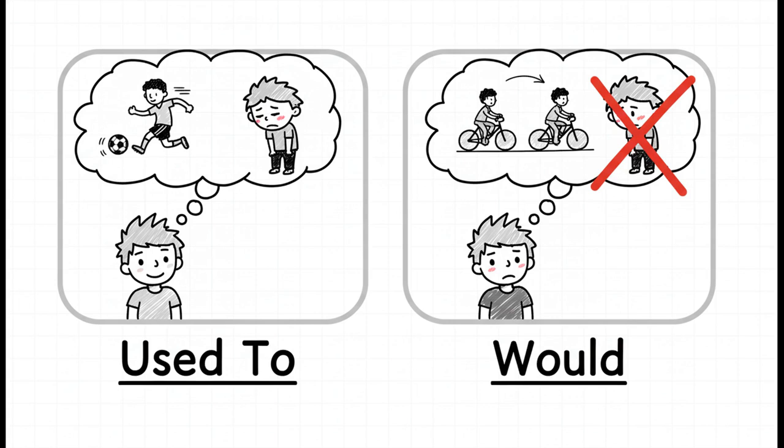Now look at the right. Would is a little more picky. We only use it for repeated actions, usually when we're telling a nostalgic story, like, every summer my family would go to the beach. But you can't use it for a state. You can't say, I would live in New York. It just sounds off. It's a small difference, but getting it right makes you sound so much more natural.